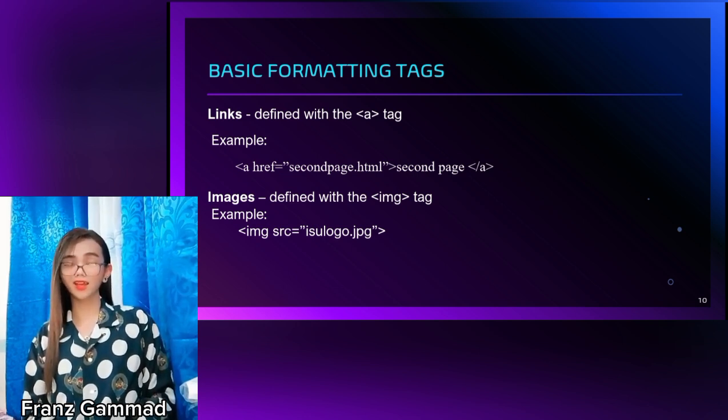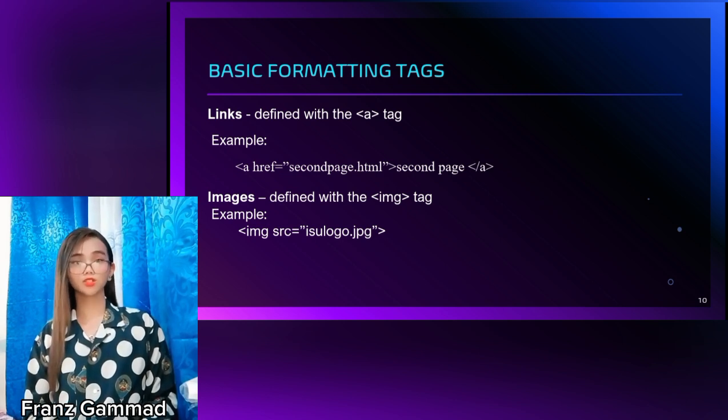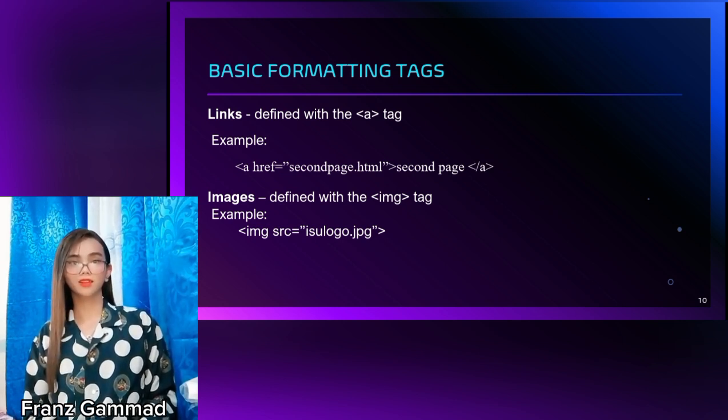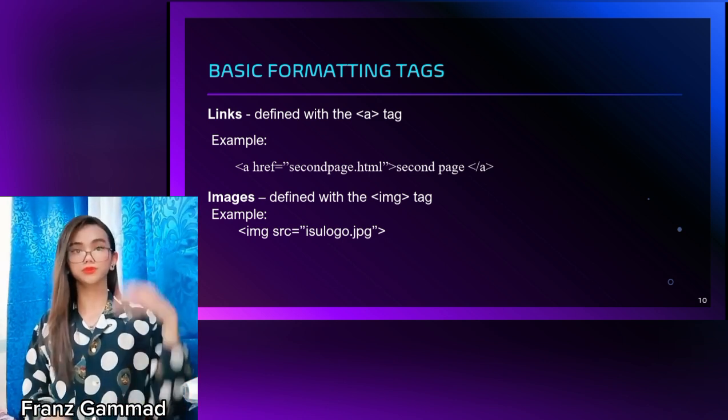Images are defined with the img tag. In this example, the img tag is used to embed an image in the web page. The src attribute specifies the path of the image file, and the alt attribute provides a description of the image, which is useful for accessibility and in case the image fails to load.